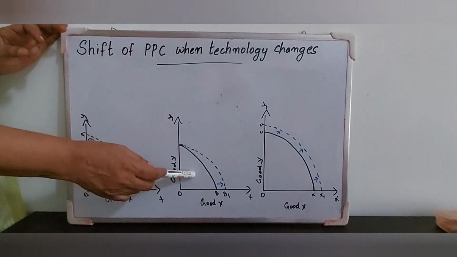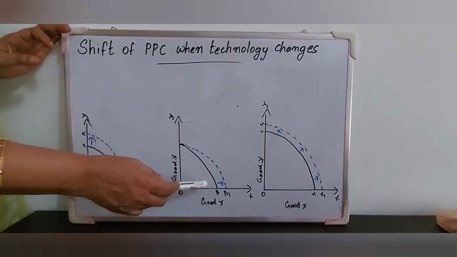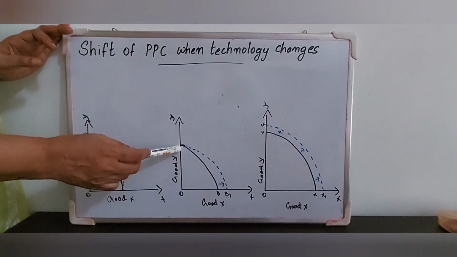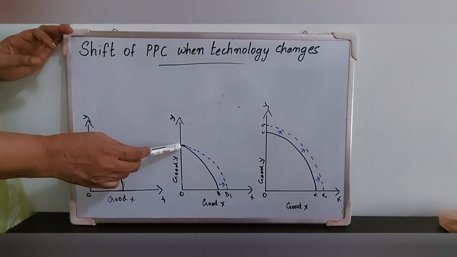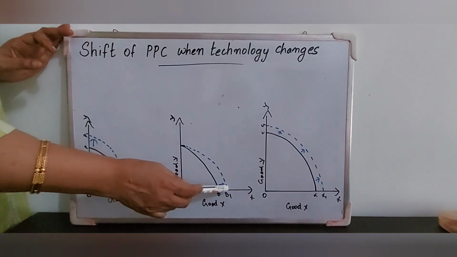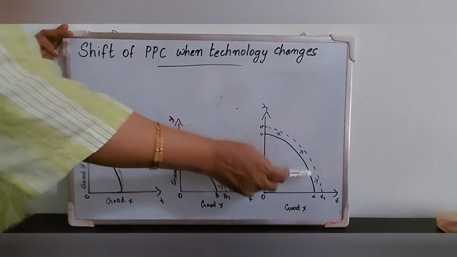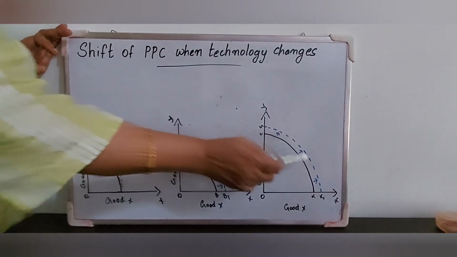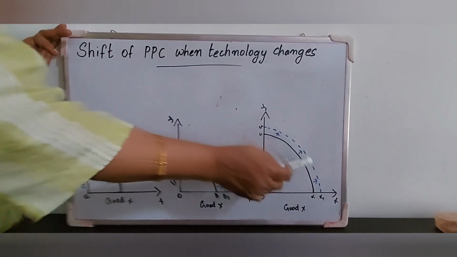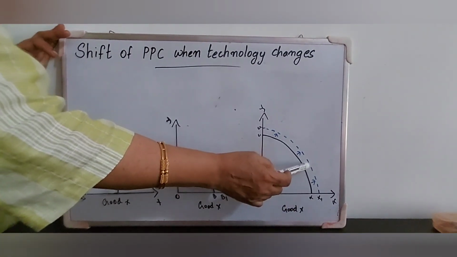The second situation is the technology favors more of good X. Technology favors the production of more of good X. So it does not favor any change in the production of Y. So the curve will look like this. That is, the production of good X is increased. Good Y remains same. But if technology favors the production of both the goods, both the axes will shift right. The original production possibility curve shifts rightward.